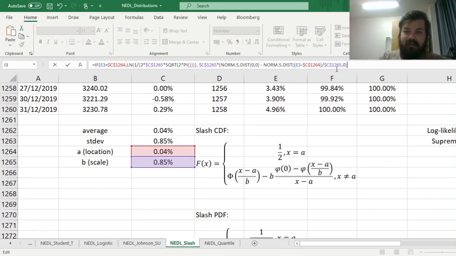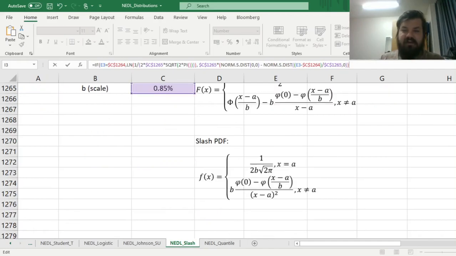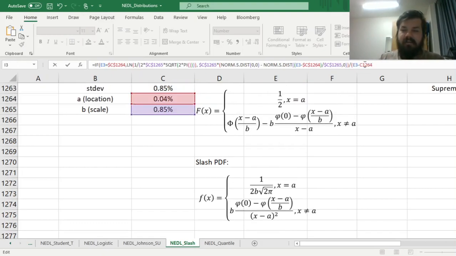And now our denominator is all done and dusted, and we only need to divide by the square of x, so we remember that it's cell E3, minus the location parameter A, so locking it over here, squared.